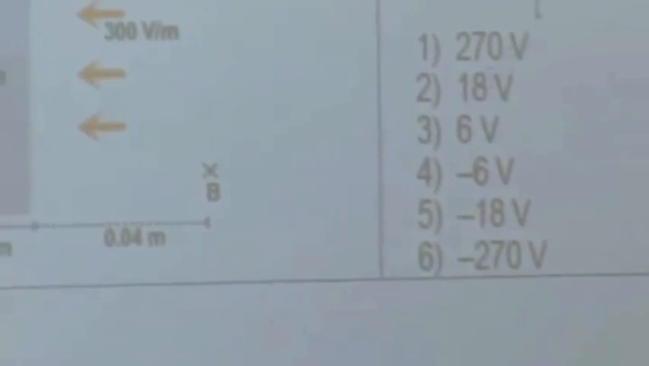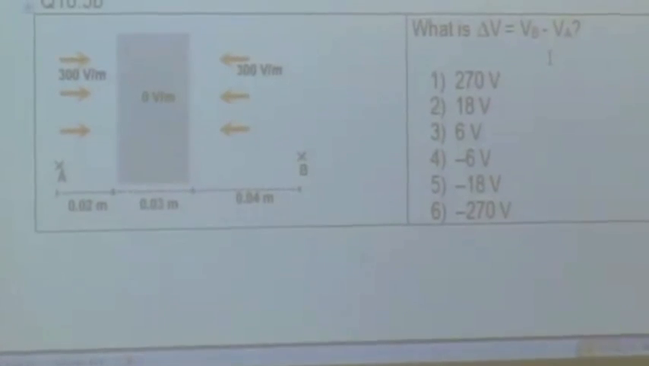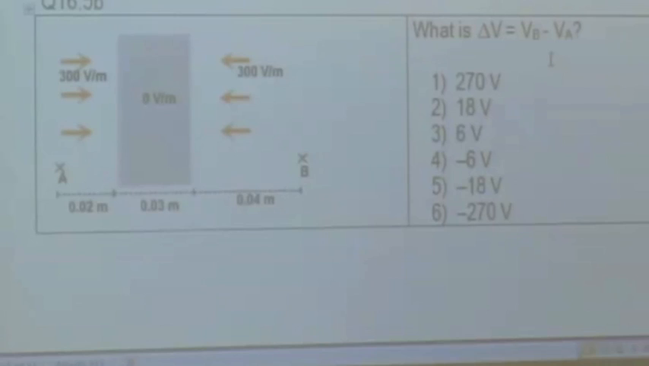So let's try it. Based on what we just did, see if you can calculate delta V, the potential difference VB minus VA, which is the path that goes from where to where? A to B, right? Final minus initial. Okay, try it out.